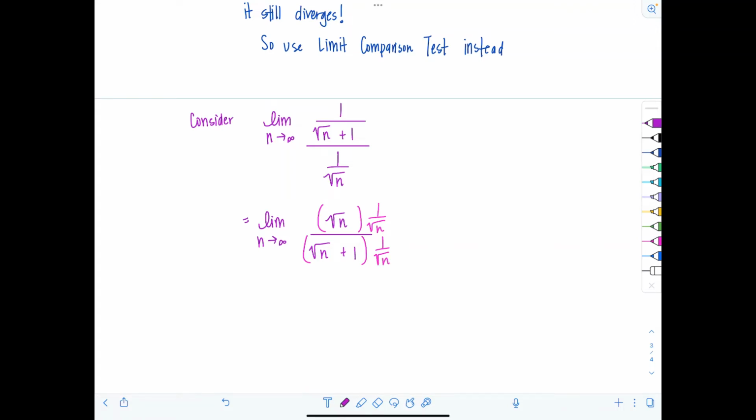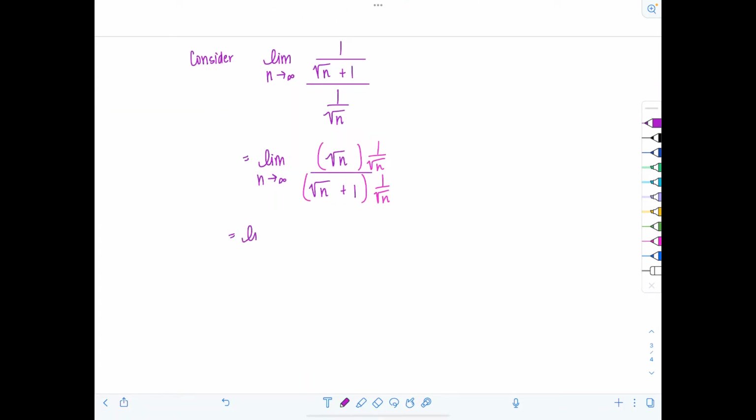So we can take this limit. We have the limit as n approaches infinity. In the numerator, I'm going to have a 1. And in the denominator, we'll have 1 plus 1 over rad n. All right, so as n approaches infinity, 1 over rad n is going to go to 0. And all I'm left with now in this limit is just 1 over 1, which is 1.